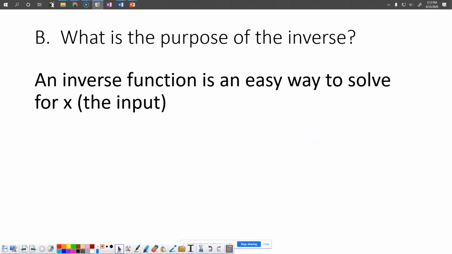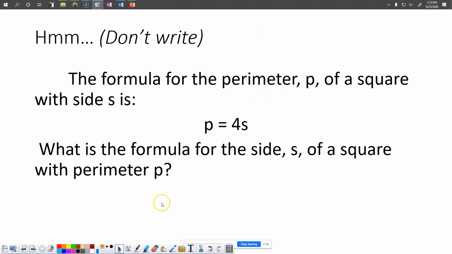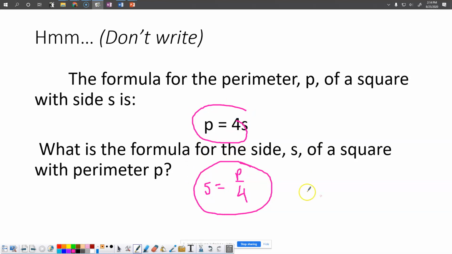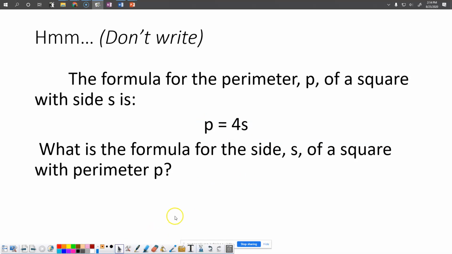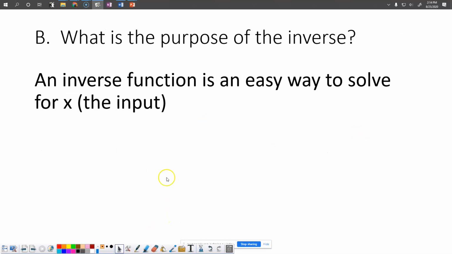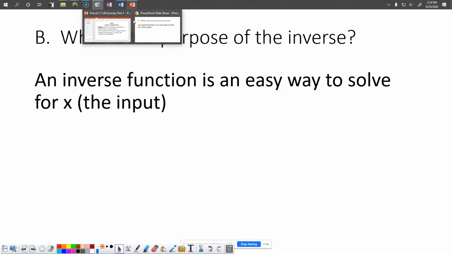Well, in mathematics, we kind of showed you earlier when we did the perimeter of a square problem. We have P equals 4S, and then we have S equals P over 4. They'll both give you the same pairs of numbers, just in opposite orders. But the point is that this one is easier if you're just trying to find the perimeter. This one's easier if you're trying to find the sides. So the reason we like inverses is because it helps us to find one variable easier than the other. Okay, that's one reason why.